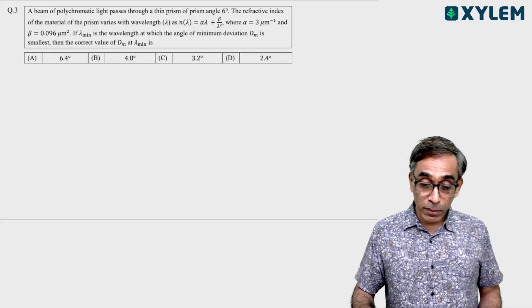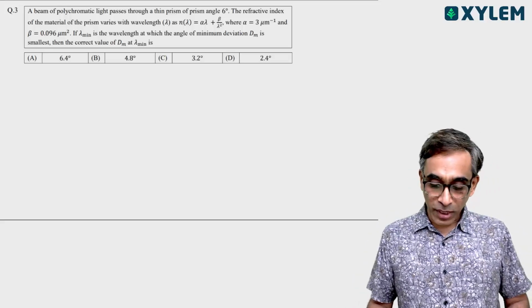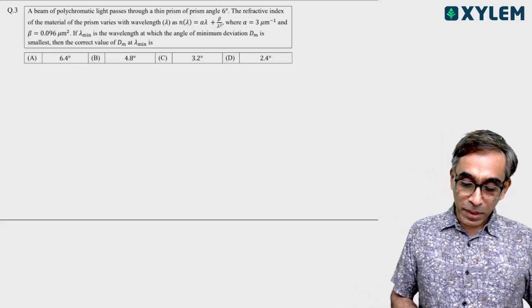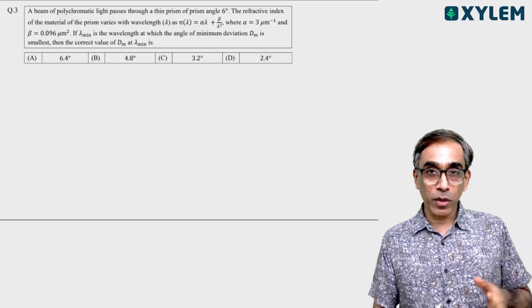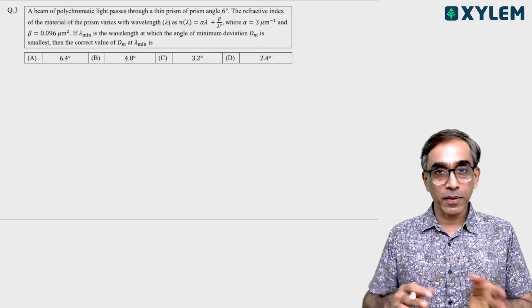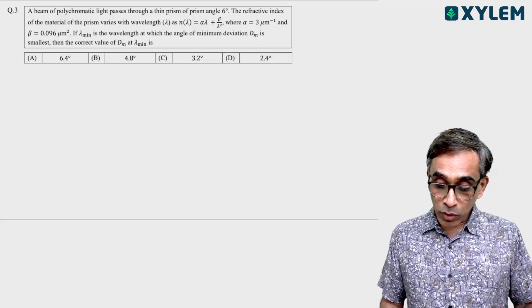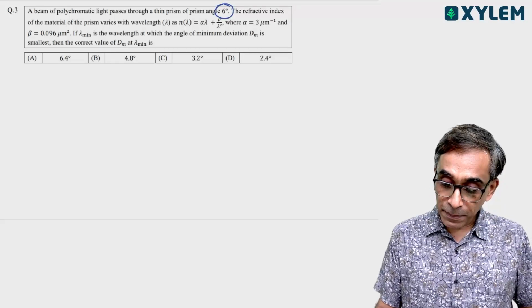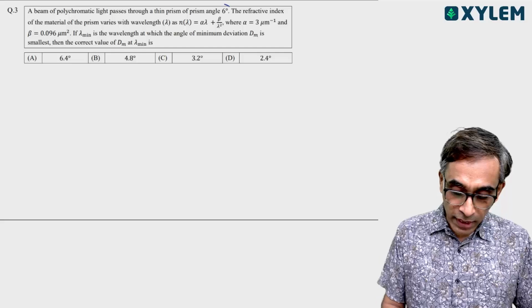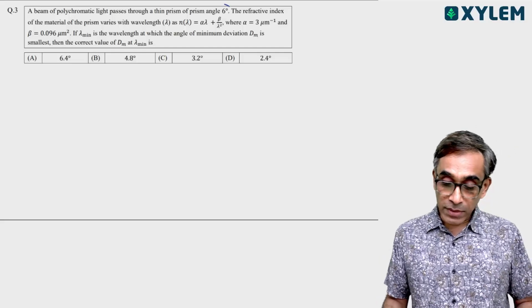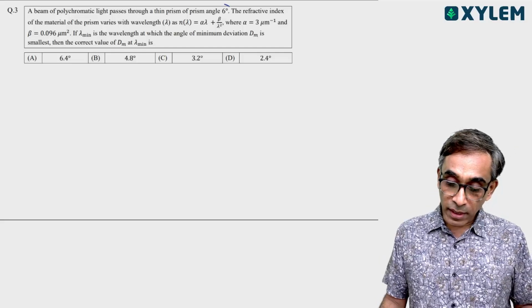This question is from optics. It's given that a beam of polychromatic light, which means it contains different wavelengths, as opposed to monochromatic, passes through a thin prism of angle 6 degrees. The refractive index of the material of the prism varies with wavelength lambda as n(lambda) is.